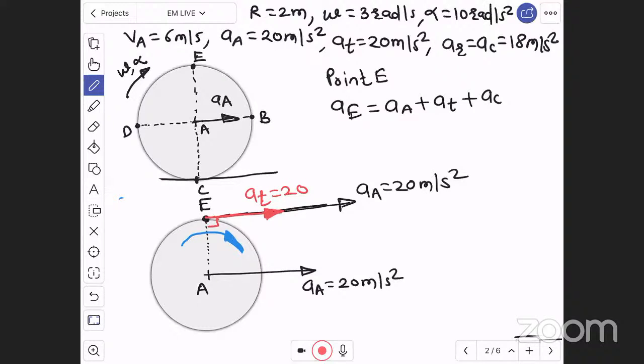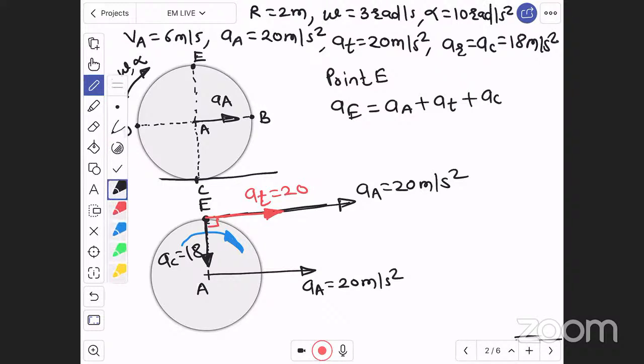Already we have calculated the centripetal acceleration. It is towards the center along the radius, AC. Therefore plot this towards the center along the radius, AC, and the centripetal acceleration is of magnitude 18.